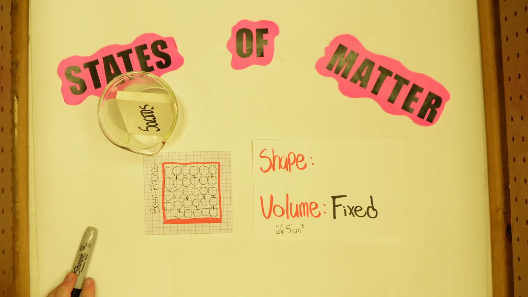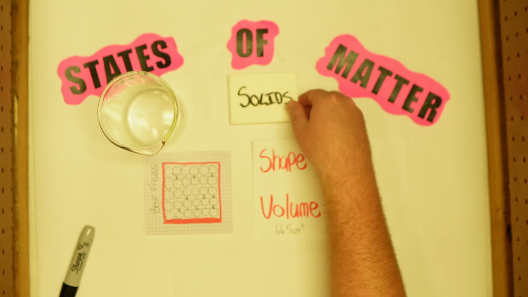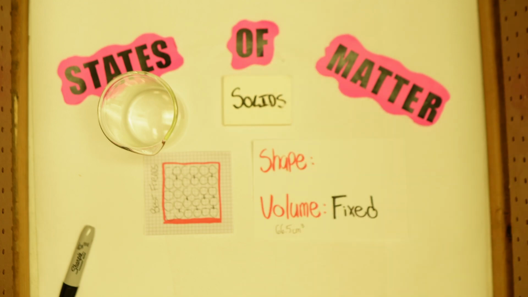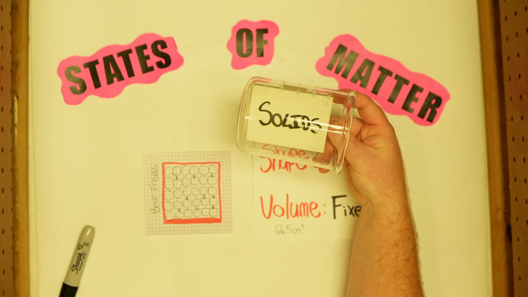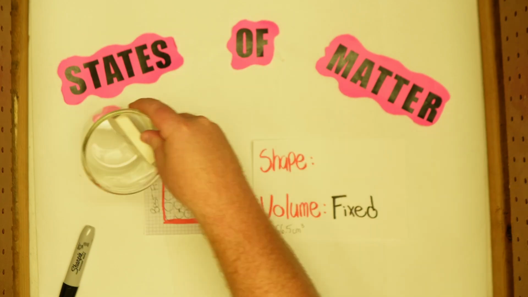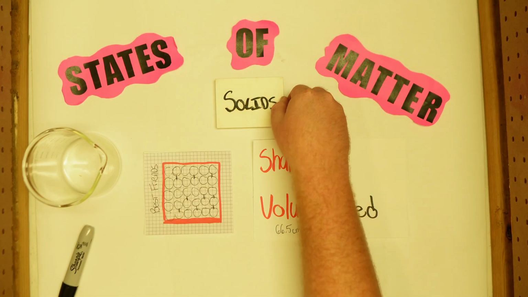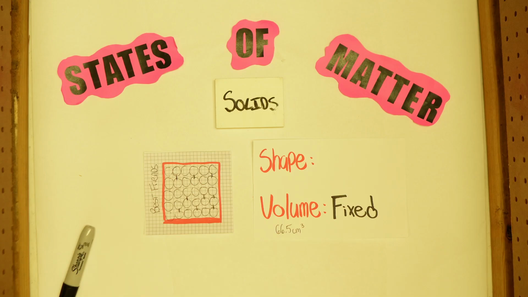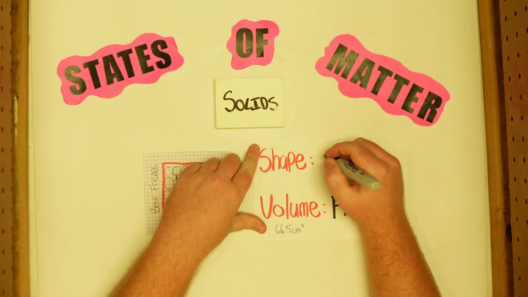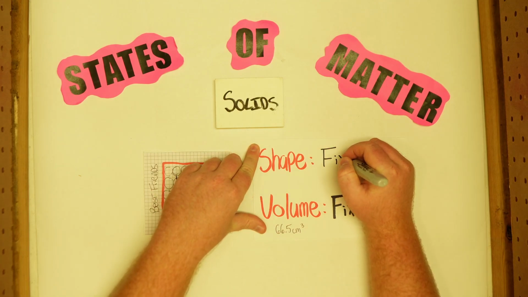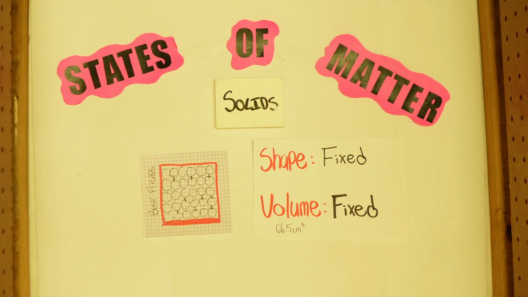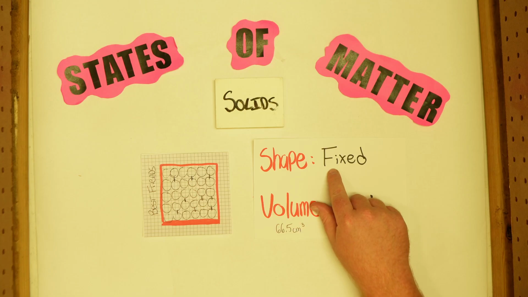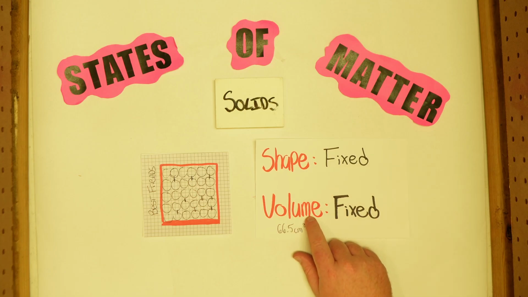What about the shape? Well, let's see. Outside of the beaker, it's rectangular. Inside of the beaker, it still contains its rectangular shape. So we can also say that the shape of a solid is fixed. It does not change. So solids have tightly compacted particles, a fixed shape, and a fixed volume.